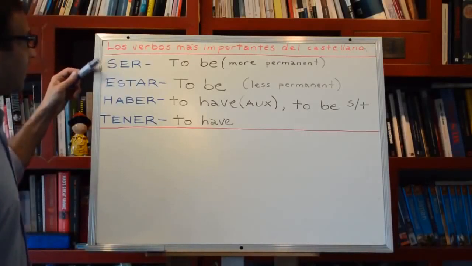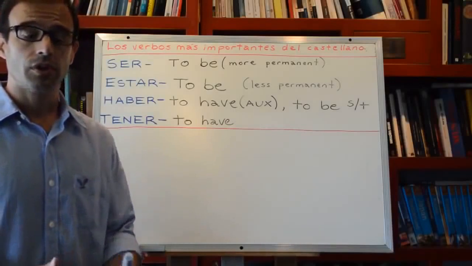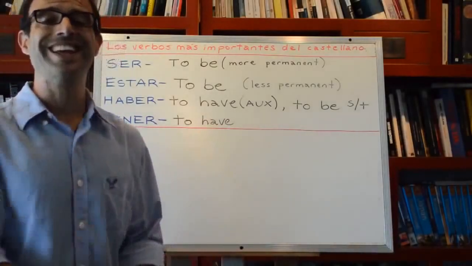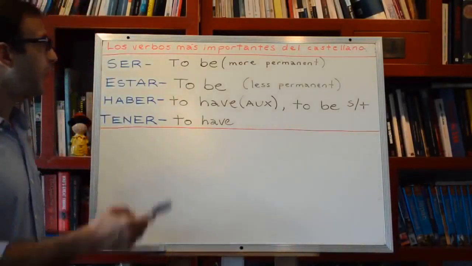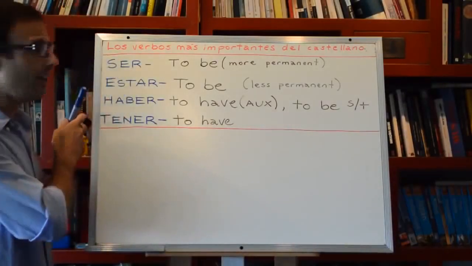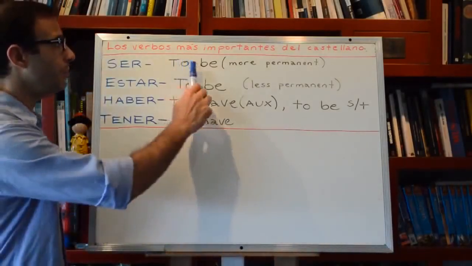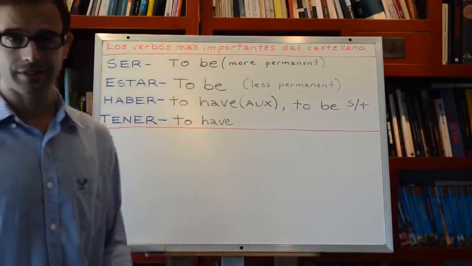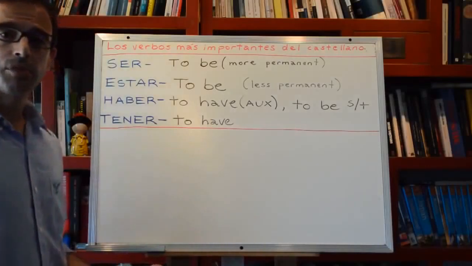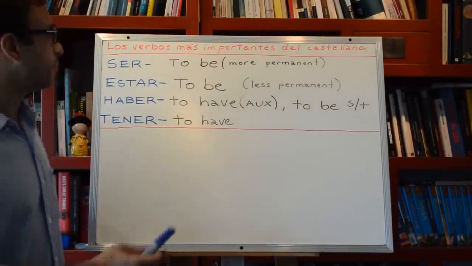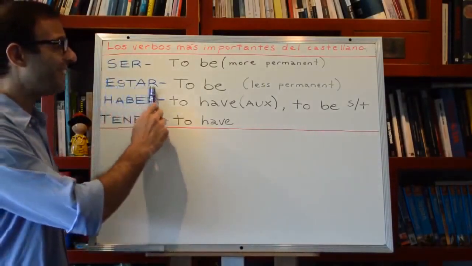So, ser and estar are 2 Spanish verbs that correspond to the English verb to be. I'll say the same thing in Spanish now. Los verbos ser y estar corresponden al verbo to be del inglés. Bien, ahora queremos saber cuándo corresponde usar ser y cuándo corresponde usar el verbo estar.